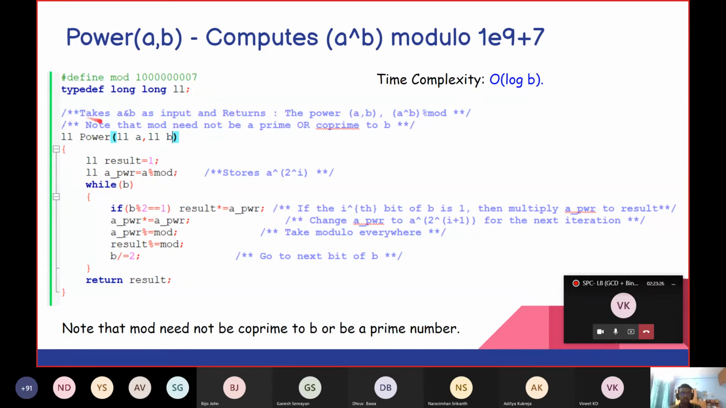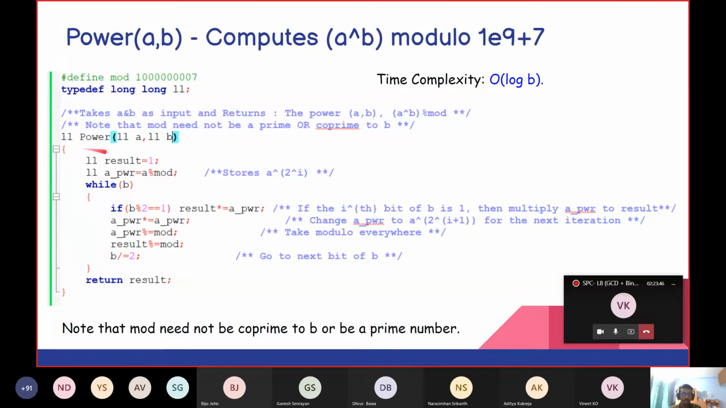So what does the function do? It takes a and b as input and returns a power b percentage mod. My mod is this number. Note that mod need not be a prime here, even though 1E9 plus 7 is a prime. For this power function, mod need not be a prime. It need not be co-prime to b as well, right?